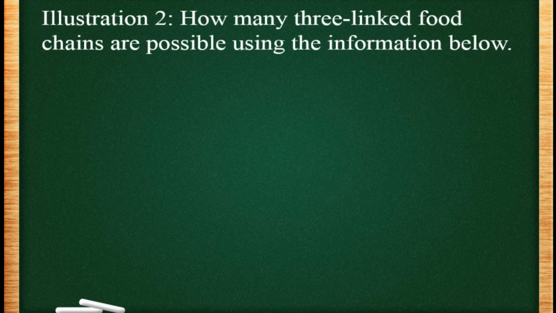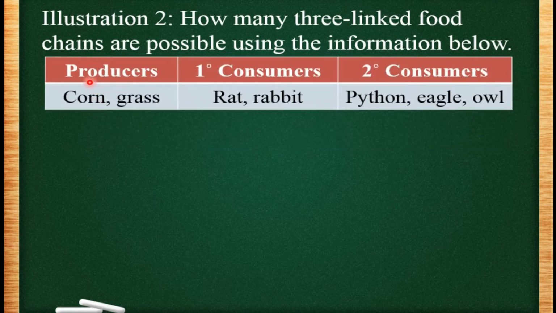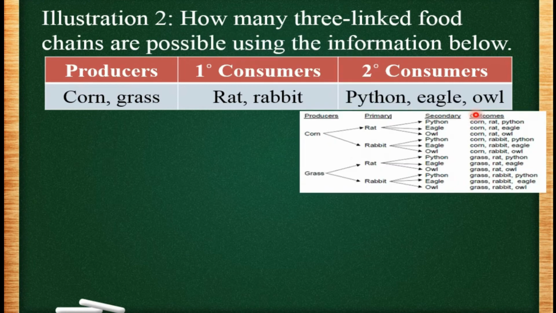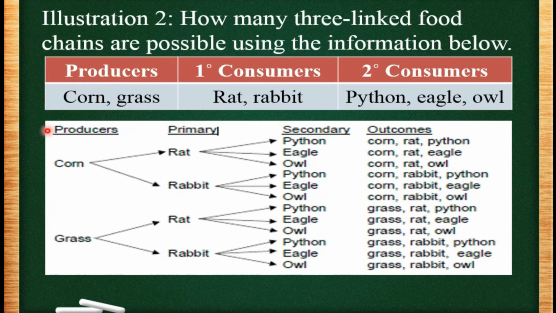Second illustration. How many 3-linked food chains are possible using the information where there are 2 producers, the corn and grass. Primary consumers, you have the rat and the rabbit. Secondary consumers, you have the python, the eagle, and the owl. So the tree diagram would look like this.